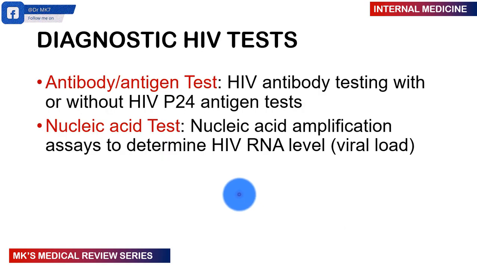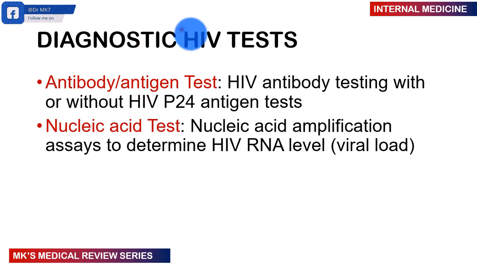Now, what are the HIV tests that we can actually do? 2 main types of tests. We have those antibody or antigen tests where they check for either an antibody or an antigen. Remember that there was a very special antigen that I alluded to in the previous lecture, which was known as the P24 antigen.